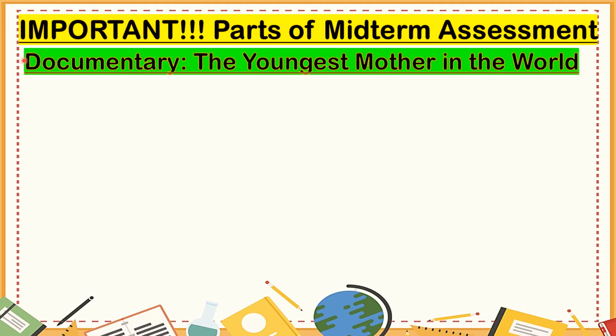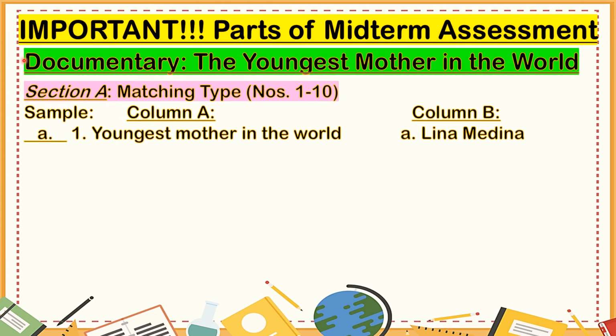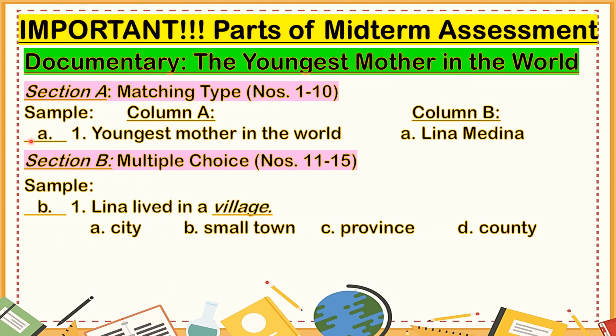The first part of your exam is about the documentary The Youngest Mother in the World. Section A, matching type, numbers 1 to 10. Sample: the youngest mother in the world. The answer is letter A, so you write letter A on the space provided. This is 10 items, numbers 1 to 10.